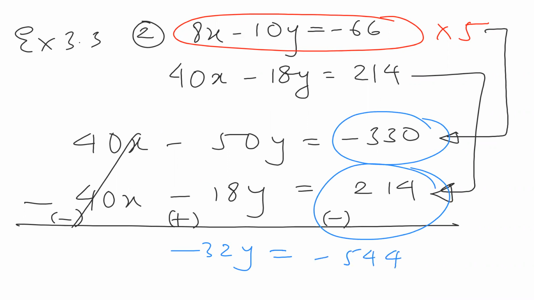Minus 544. So what you do is divide minus 544 by minus 32. So y is equal to minus 544 by minus 32. If you go on reducing and dividing this, you'll get 17. So we got the value of y.